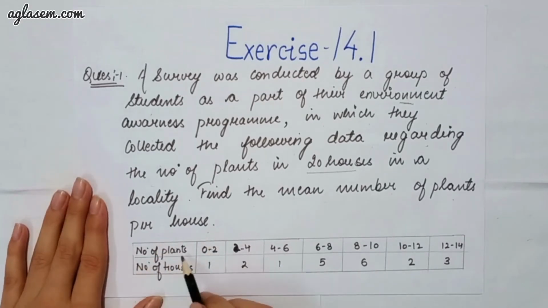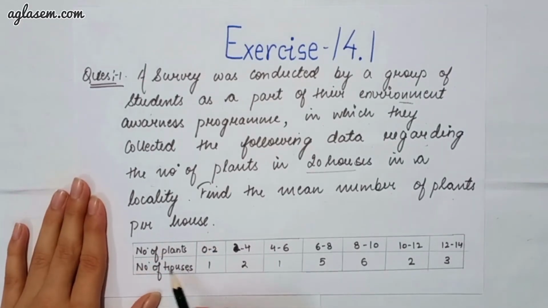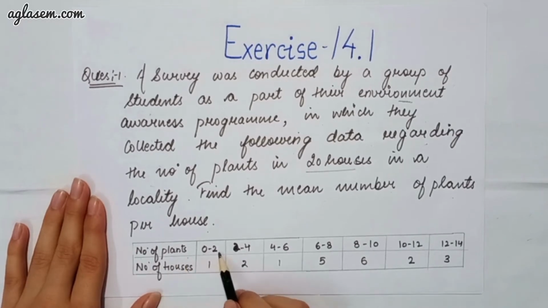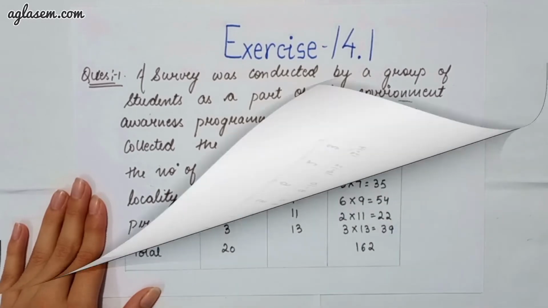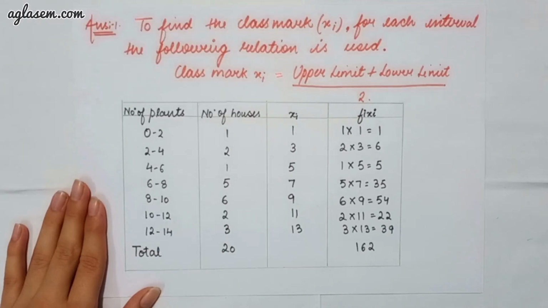So here the number of plants and the number of houses are given to us. Number of plants from 0 to 2, houses are 1. From 2 to 4, houses are 2. From 4 to 6, houses are 1. From 6 to 8, houses are 5. From 8 to 10, the number of houses are 6. From 10 to 12, houses are 2. From 12 to 14, the houses are 3. So we have to find the mean number of plants per house.